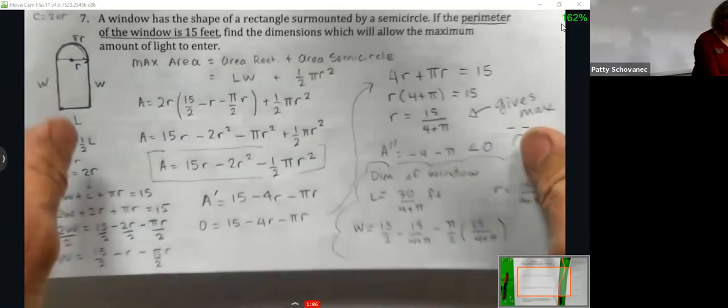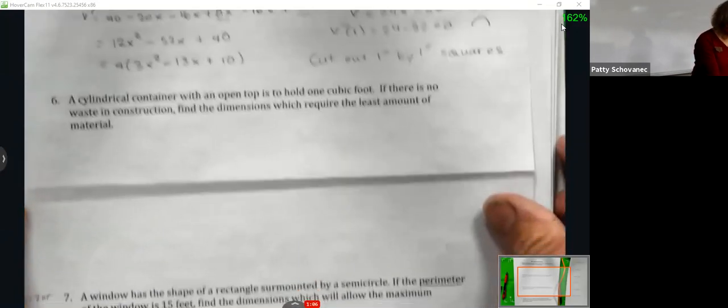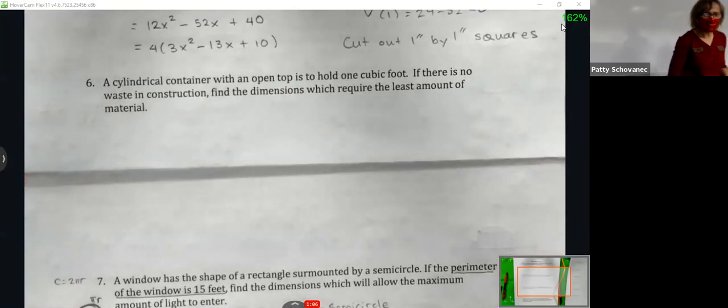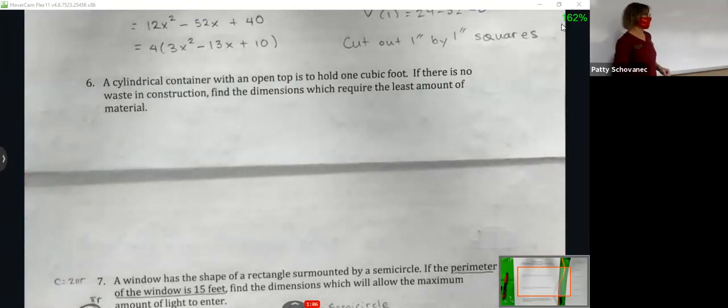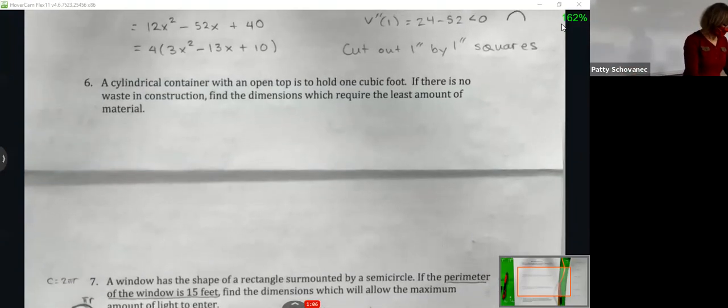All right, back up to number 6. Cylindrical container with an open top is to hold 1 cubic foot. I'd call that a cup. I'm making a cup. There's no waste in construction. Find the dimensions that will require the least amount of material. So the amount of material, again, is going to deal with surface area. We're minimizing the area of this cylinder.